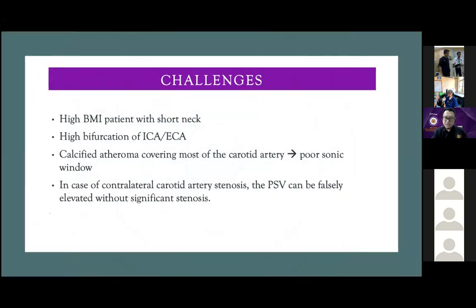Bear in mind, we have challenges, especially with high BMI patients with short necks. It's very difficult. And of course, some patients have a high bifurcation of ICA and ECA, so we couldn't find where actually the bifurcation is. Calcified atheroma covering most of the carotid artery sometimes gives a poor echo window for us. And in case of contralateral carotid artery stenosis, the PSV can be falsely elevated without significant stenosis. So make sure we always compare right and left.